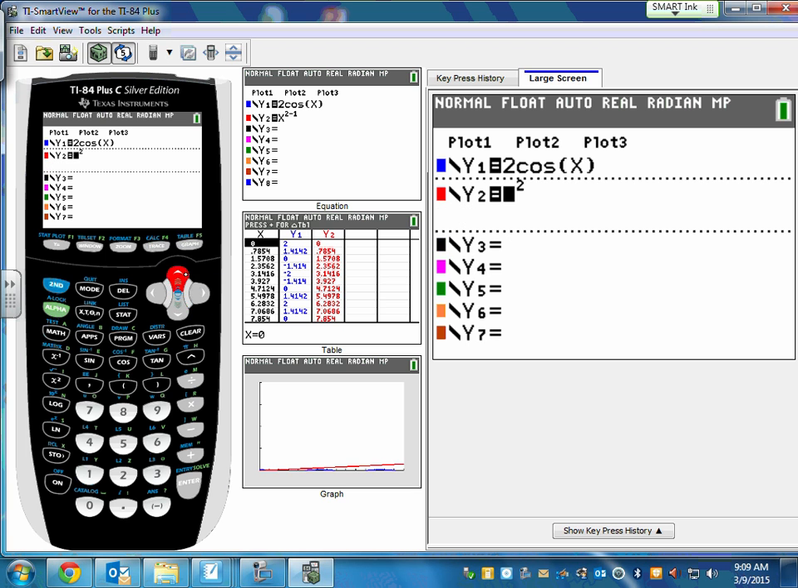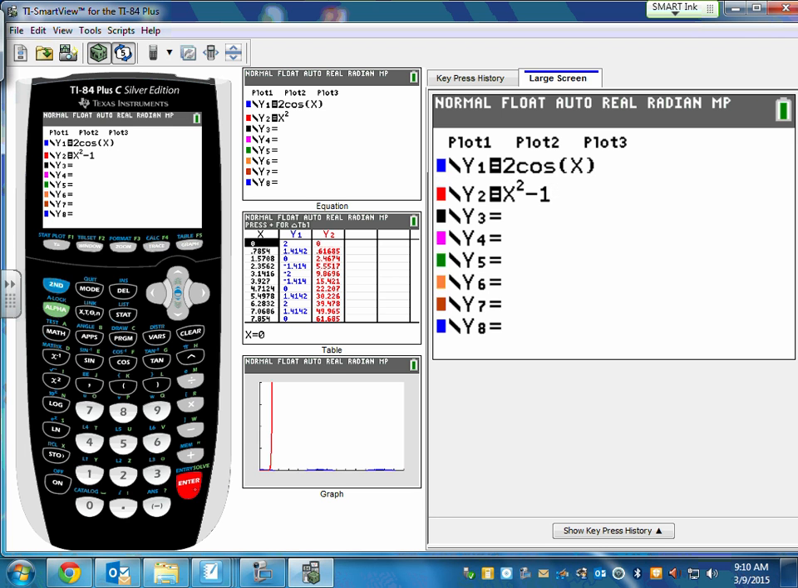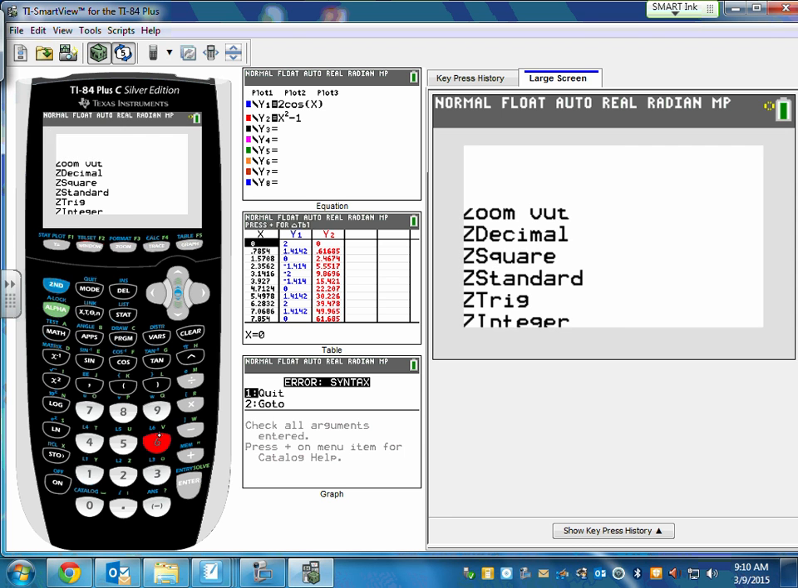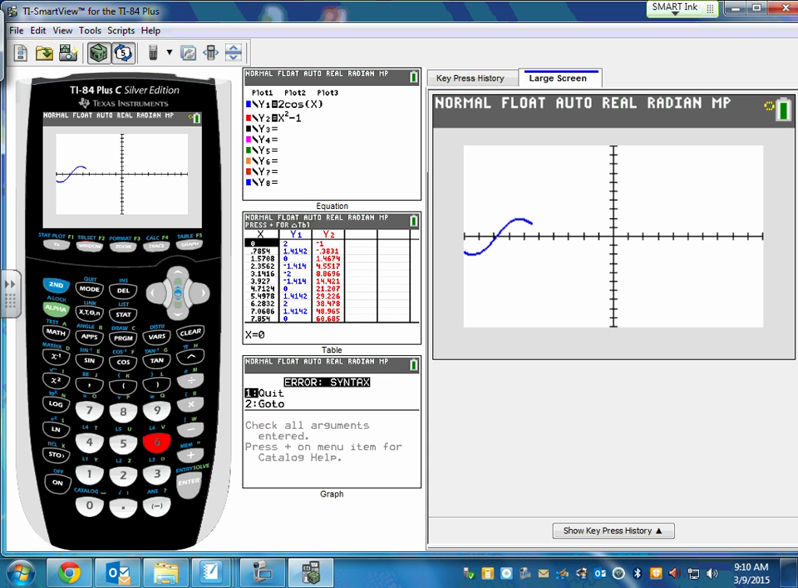Oh my gosh, I've never said how much I hate this calculator. Minus 1. Our window's really weird too, right? So let's go to window, and I'm just going to do zoom standard, actually. I'm going to do zoom number 6 and see what happens. It should graph a lovely cosine. Oh, it's so nice. It's sure to graph way faster than mine.